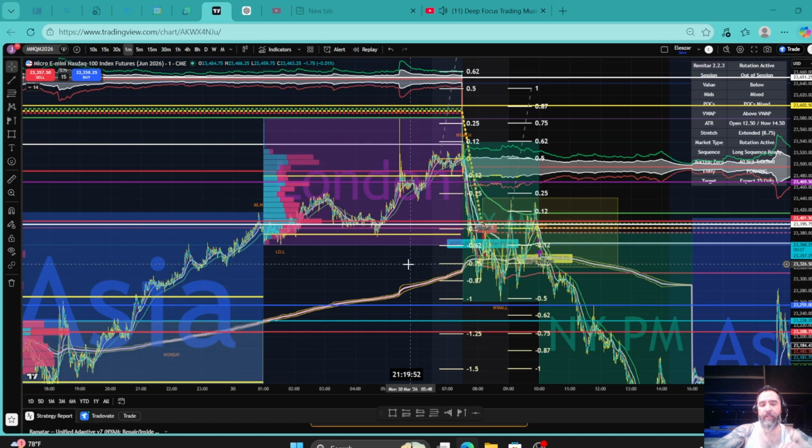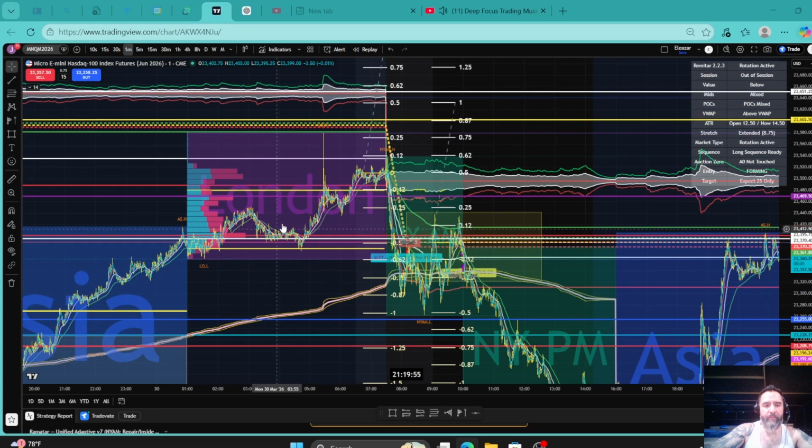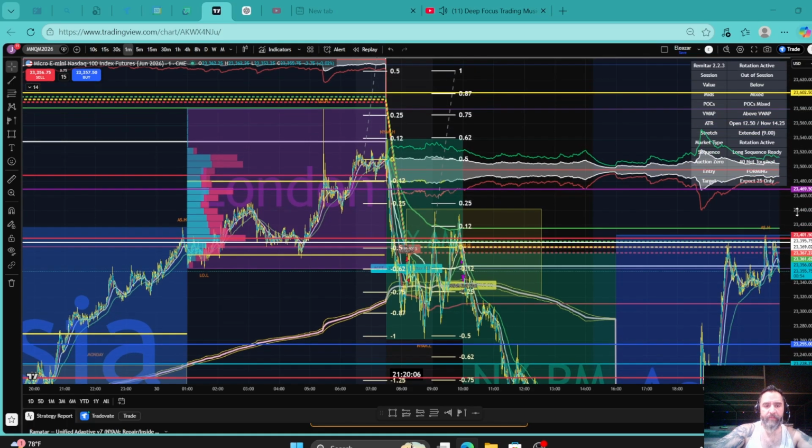The mids were not aligned. So in other words, if the mids were not inside here, both of them, along with the POCs, that means it's not a true rotational day. Okay, so where are our mids? Let's look for them.